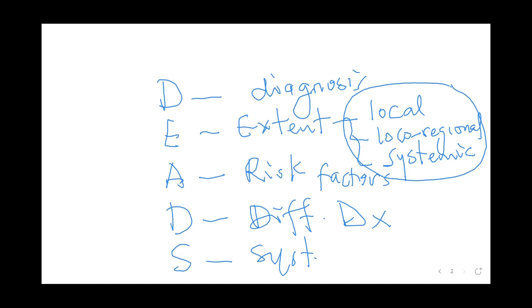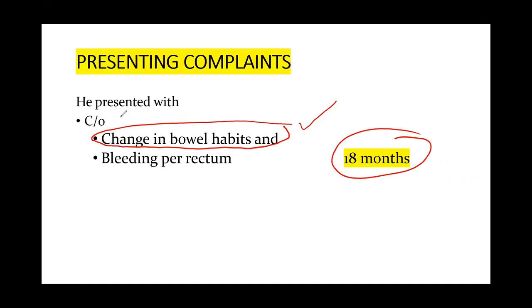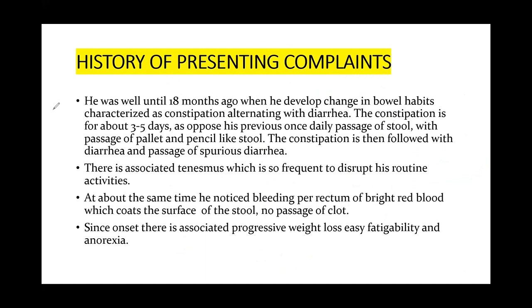Let's go back to our history and reanalyze what I just presented so that we'll follow, okay? So we've talked about the history of the presenting complaint. I said he was well. I want to characterize the presenting complaint now. He was well until 18 months ago when he developed change in bowel habits, which is characterized as constipation alternating with diarrhea, okay? This constipation is for about 3 days.